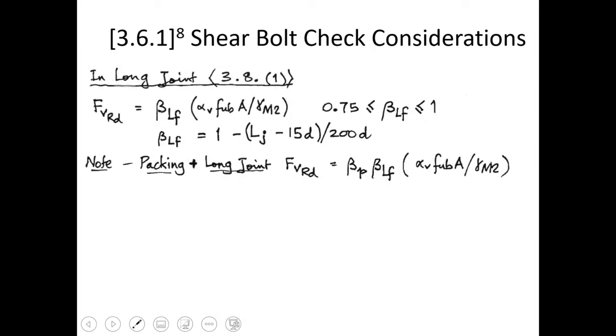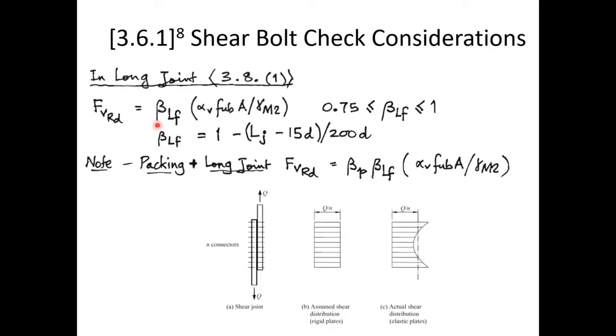We also have to check if there's a long joint. So if we have lots of bolts together in there, then that could be a long joint in there. We need to, again, reduce down. If we have a long joint, we need to reduce down the shear capacity by this factor here, which we described in our previous lecture.